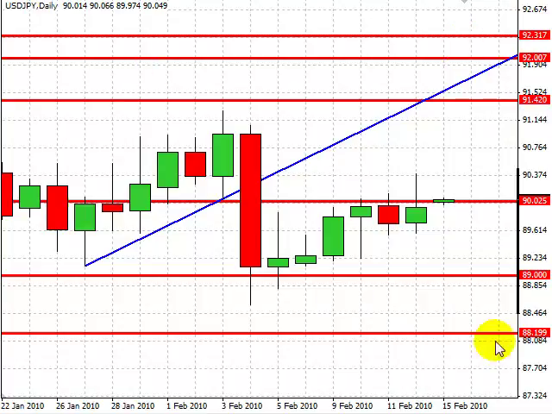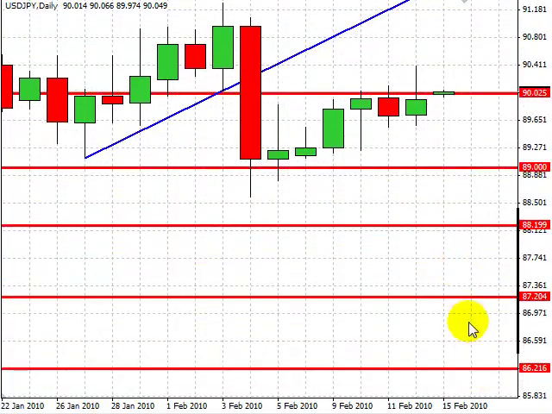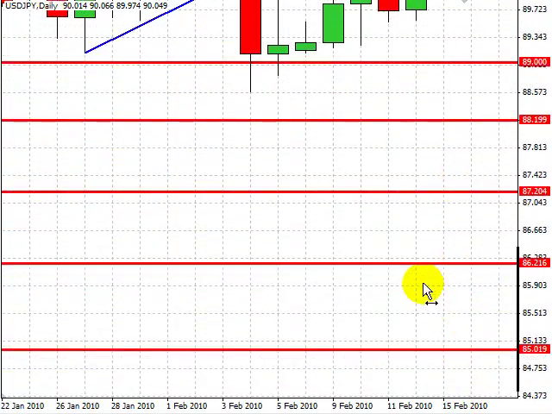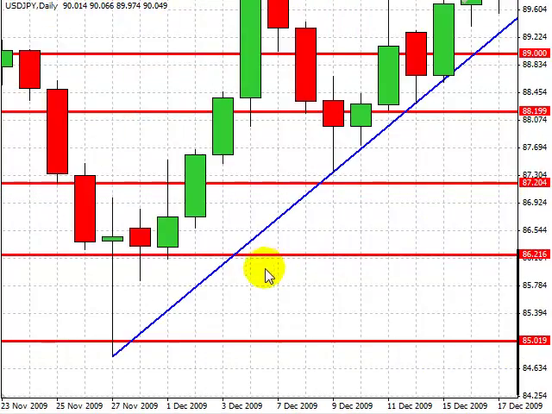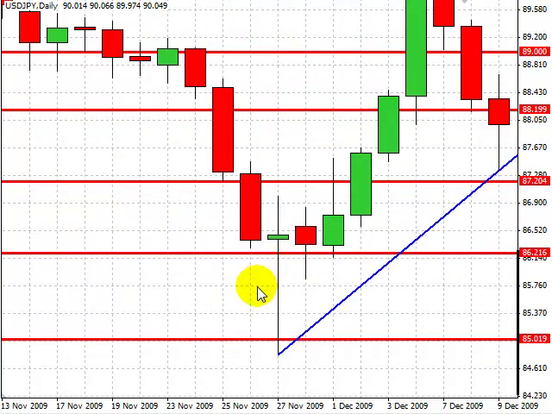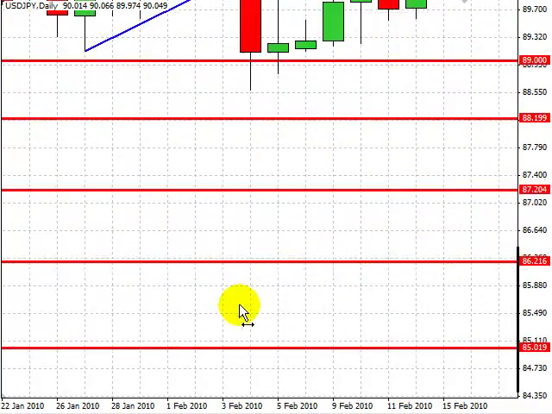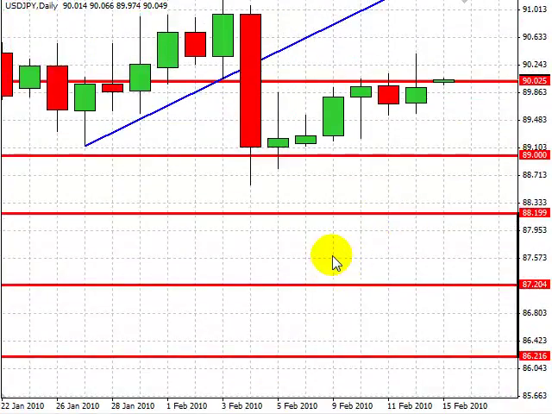First level of support will be at 89, followed by 88.20, 87.20, and 86.20. Below that we'll be looking for a double bottom at 85. The double bottom may occur between 85 and 86.20 as it did in late November. So now that's what we're looking for on this pair.